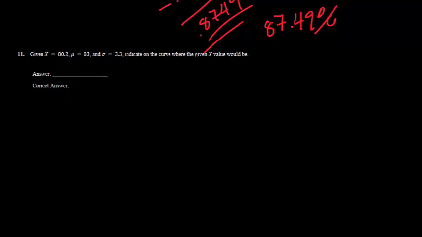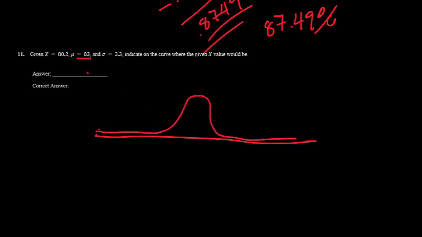Number 11. Oh, this one's easy. Okay. Oh, I'm still in red. I thought I switched it. All right, same thing as before. Mu is 83, so here's 83 somewhere. Sigma is 3.3, and so on. So we're going to the left. That is going to be 79.7, which is 1 sigma. From here to here is 1 sigma. And the x, which is what you're going to have to graph, is 80.2. So you just come over here and put 80.2 right in here somewhere.